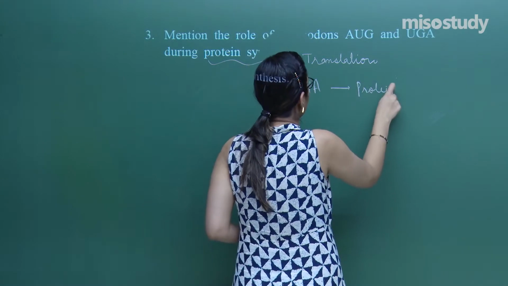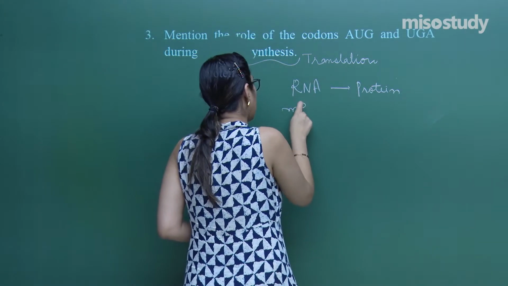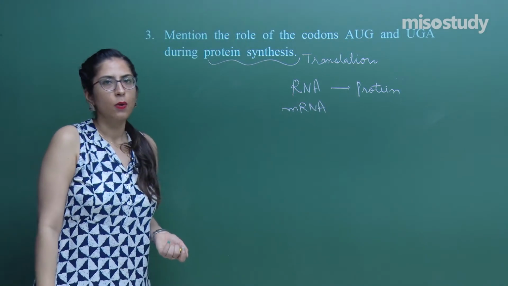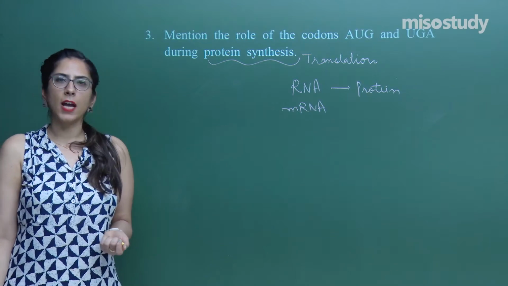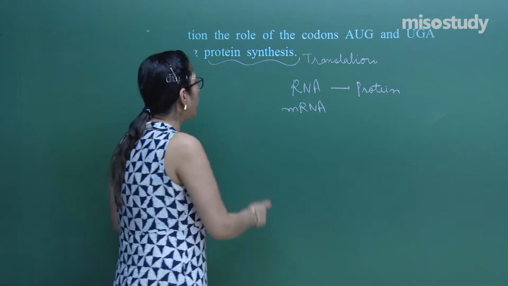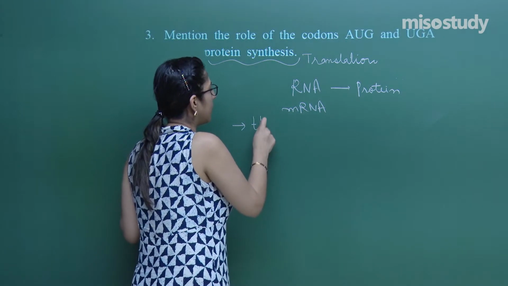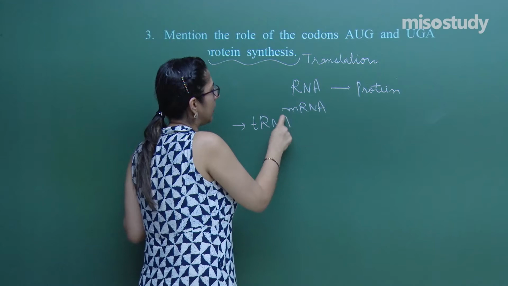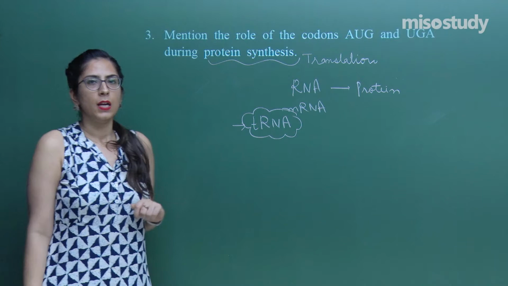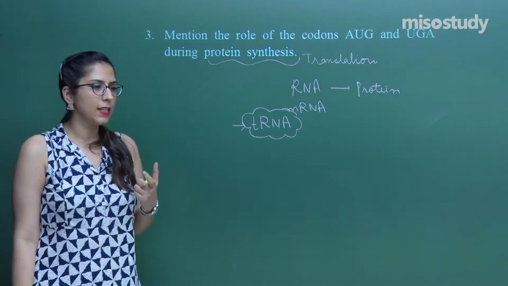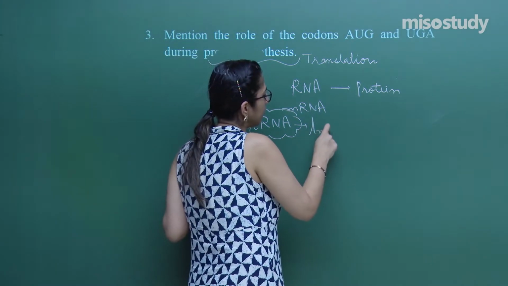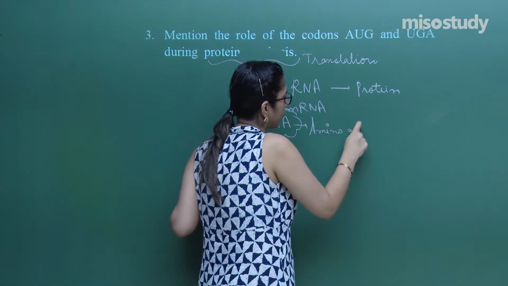This RNA is called messenger RNA. Whenever a protein is formed from this, we need certain enzymes, we need ribosomes as well, and one important feature is that they require one RNA which is called tRNA. tRNA full form is transfer RNA. Transfer RNA carries anticodons, or you can say they carry amino acids.